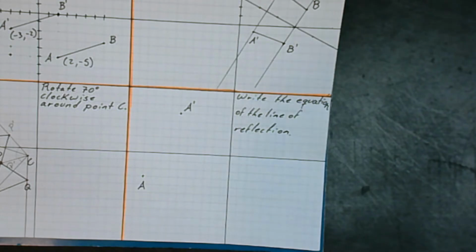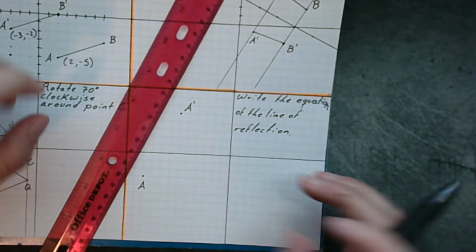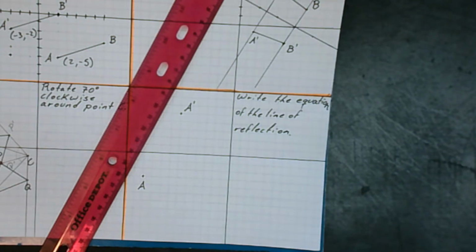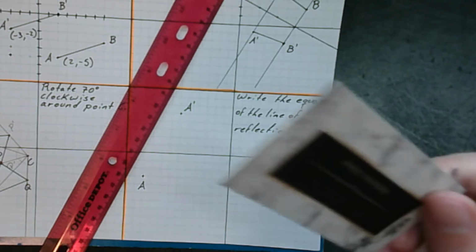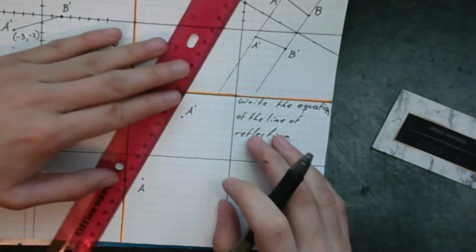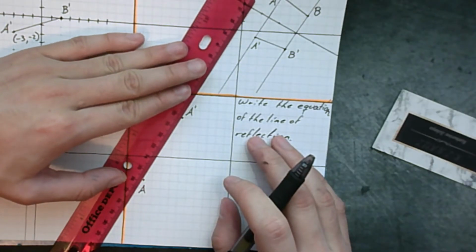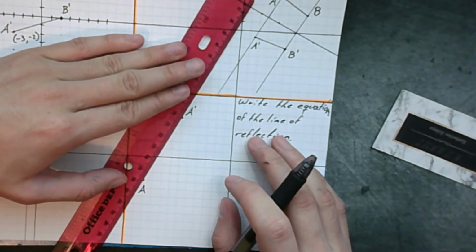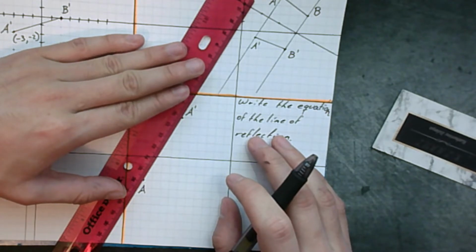Now, this problem may have been one of the most problematic during the test. In this problem, you're trying to find the line of reflection, the equation of the line of reflection. Again, you may need your card or something that has a right angle. Okay, and the first thing you want to do is connect point A and A prime.